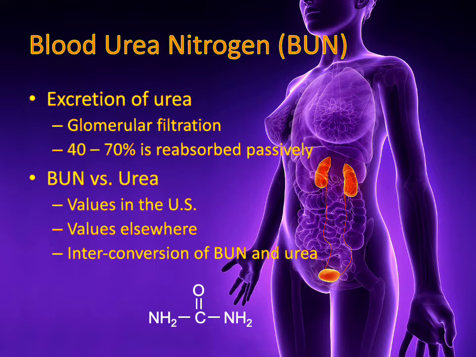Although urea is freely filtered, it can also be secreted, but usually only seen in renal disease. Incidentally, a small amount of urea is also excreted through the gastrointestinal tract and in the sweat.